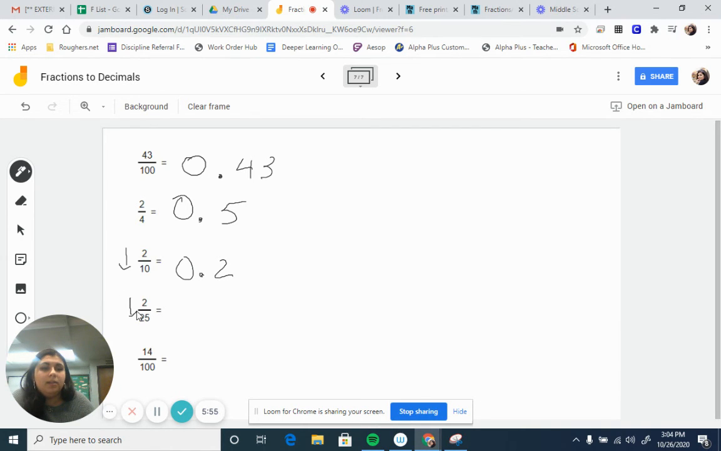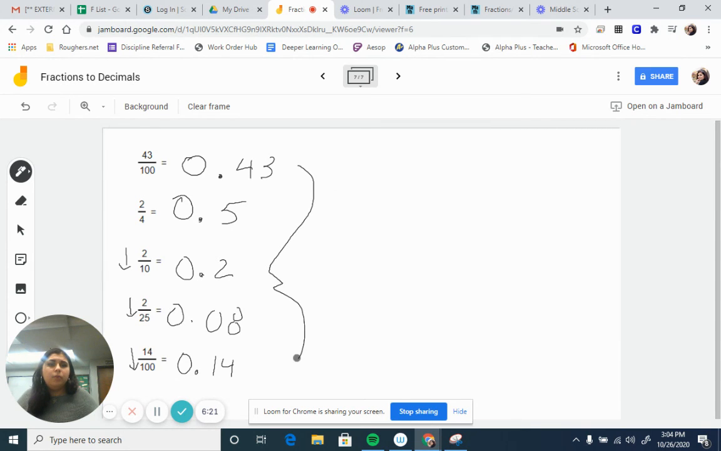2 divided by 25, top to bottom, it's going to be 0. What, everybody? 0.08, good. And last one, 14 over 100, remember, top to bottom, 14 divided by 100, 0.14. This is how we turn fractions into decimals, and I hope this really does help.